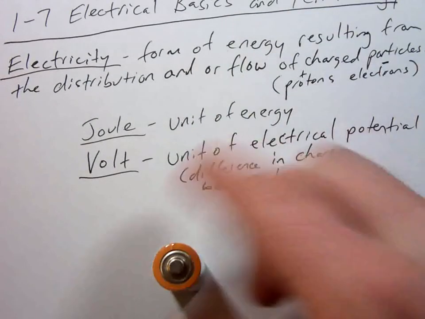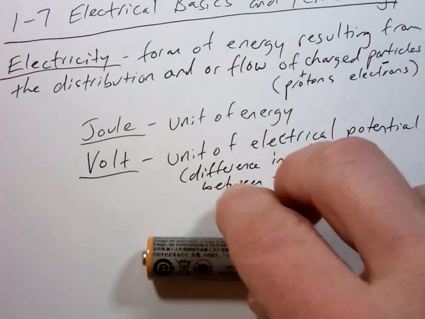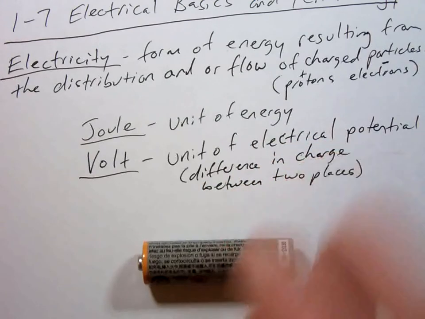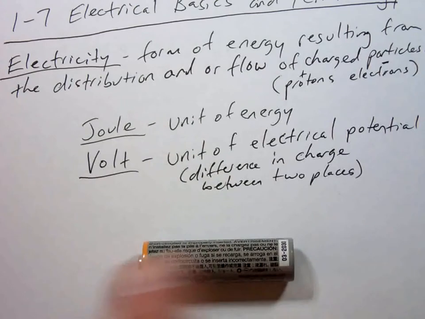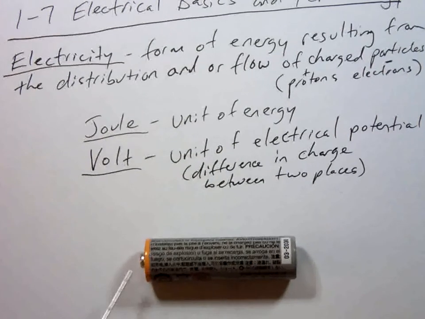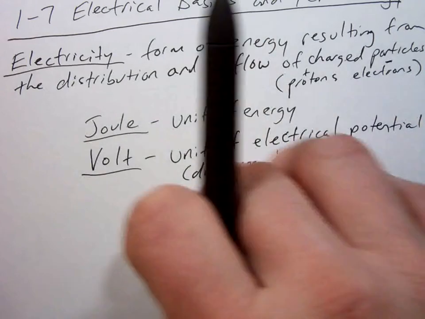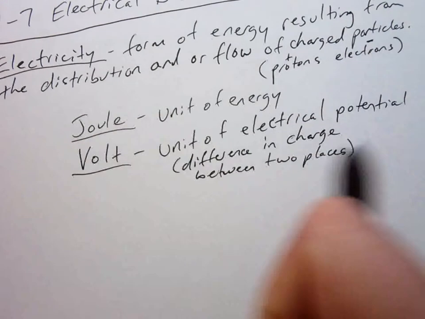Well, the reason this has a voltage of 1.5 is because it has 2 terminals. And there is a potential that exists between the 2 terminals. This end right here is your positive terminal. It has 1.5 volts. Okay, so I'll just draw this little battery right here.